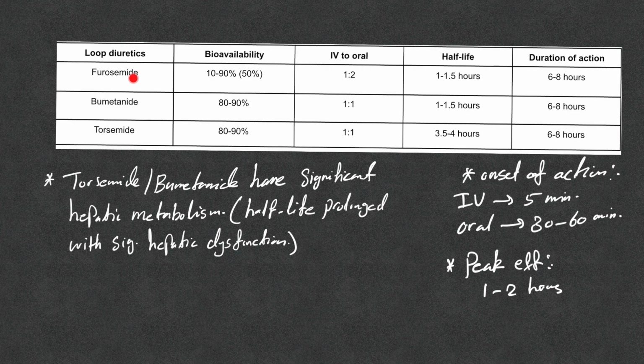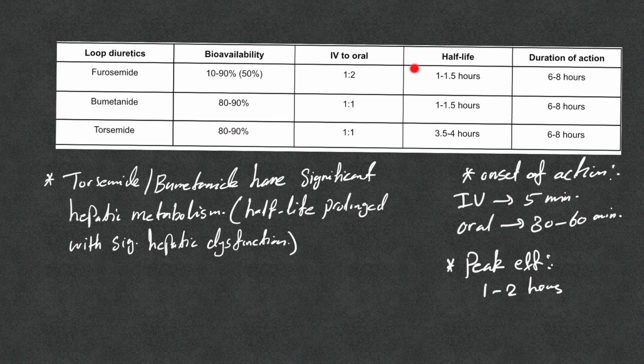Here, a quick comparison between furosemide, bumetanide, and torsemide. The bioavailability of furosemide is very variable, from 10 to 90%, so we always consider just 50%. And that's why the transition from IV to oral is 1 to 2. Here, it's almost 100%, 80 to 90 and 80 to 90. So the transition between oral and IV is 1 to 1.